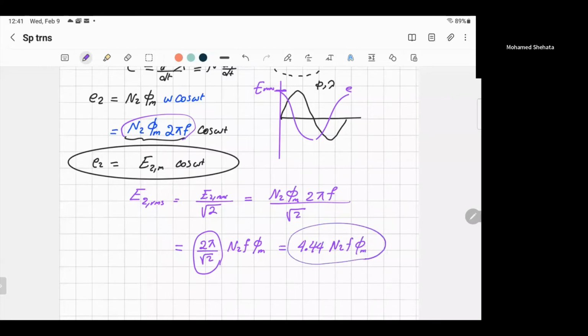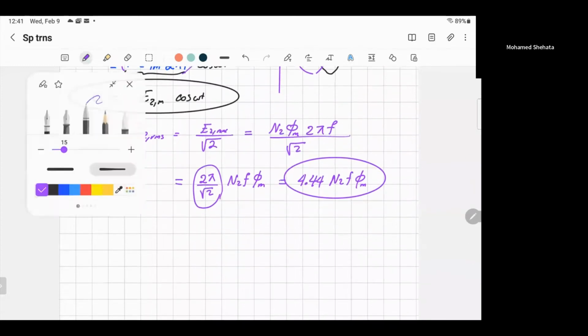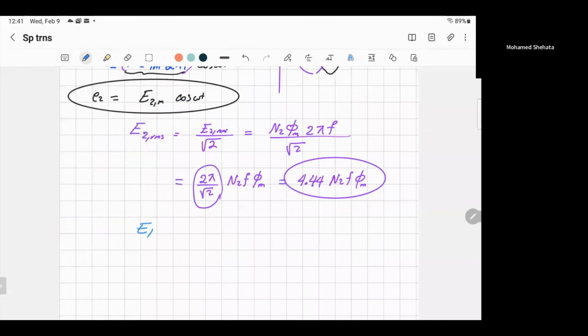So if you want to calculate the root mean square of the voltage induced by the magnetic field, it depends on the maximum value of the magnetic field, the frequency of the supply, and the number of turns N2. Remember, it's induced voltage also on the other side, on the primary side. So I can just say, I don't have to derive it now, E1. I'll drop RMS because when I use this one without max, it means root mean square. E1 will be very simple.